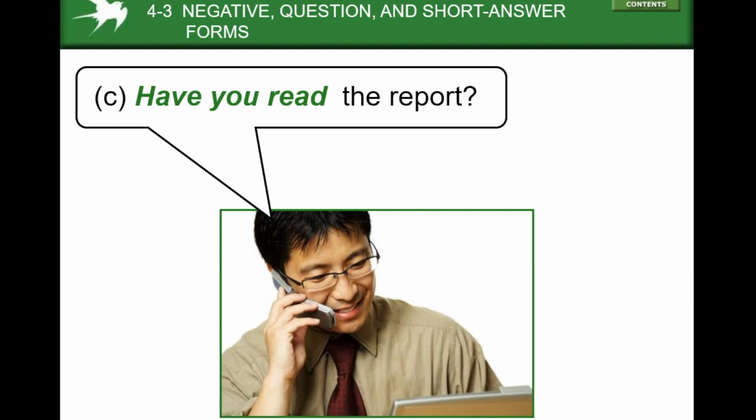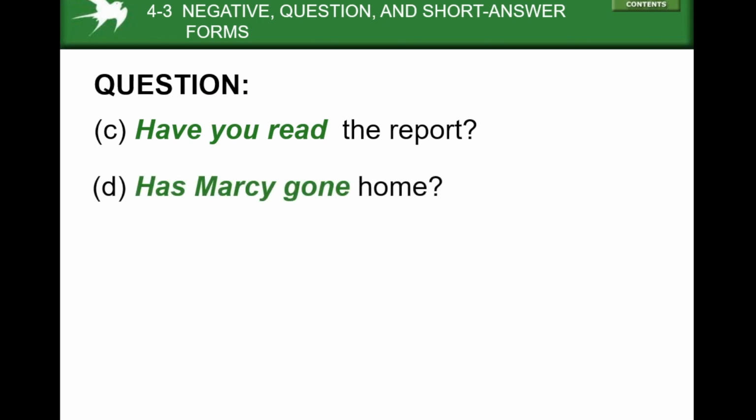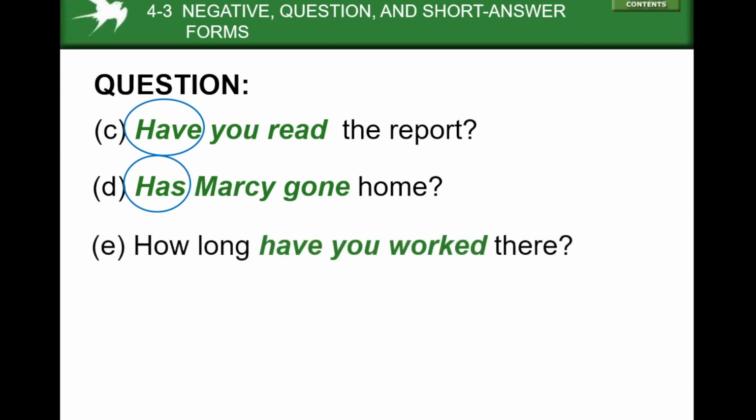Let's look at more examples. Have you read the report? Has Marcy gone home? Here, we move the helper verb have or has to the front of the sentence to make a question. If you want to know more information, if you want to know how long something has been happening for, you can add how long. So the question becomes, how long have you worked there?